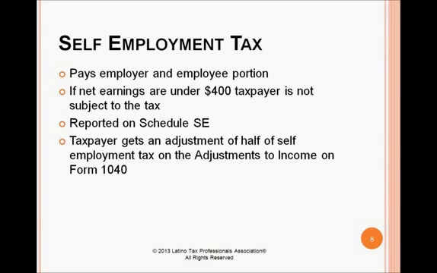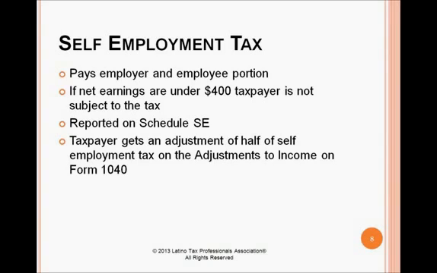We know that the total amount of payroll taxes, Social Security and Medicare, is 15.3%. As W-2 employees, the employer pays half of that and the employee pays the other half. But when you're self-employed, you pay the full 15.3%. Now, if your net earnings are under $400, you are not subject to the tax. You must report that on Schedule SE.